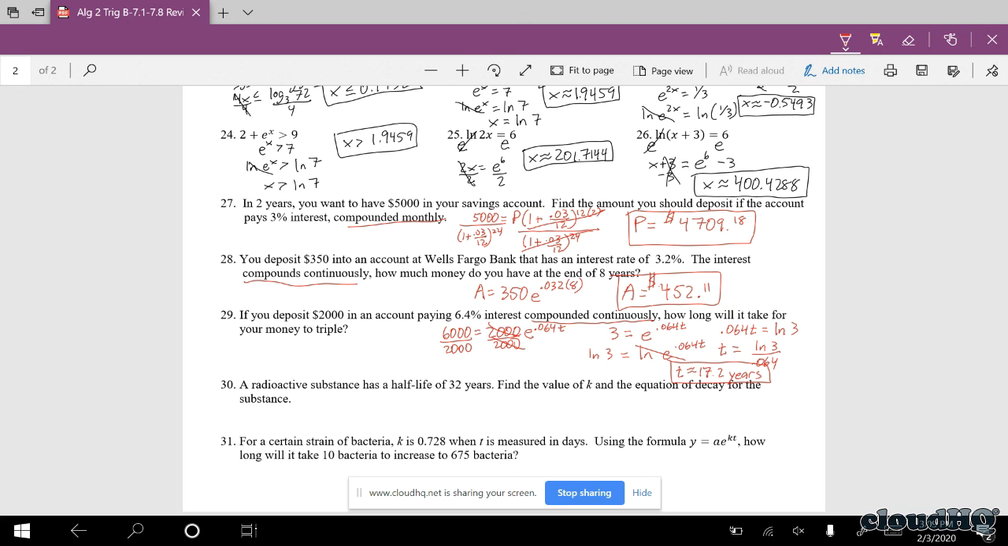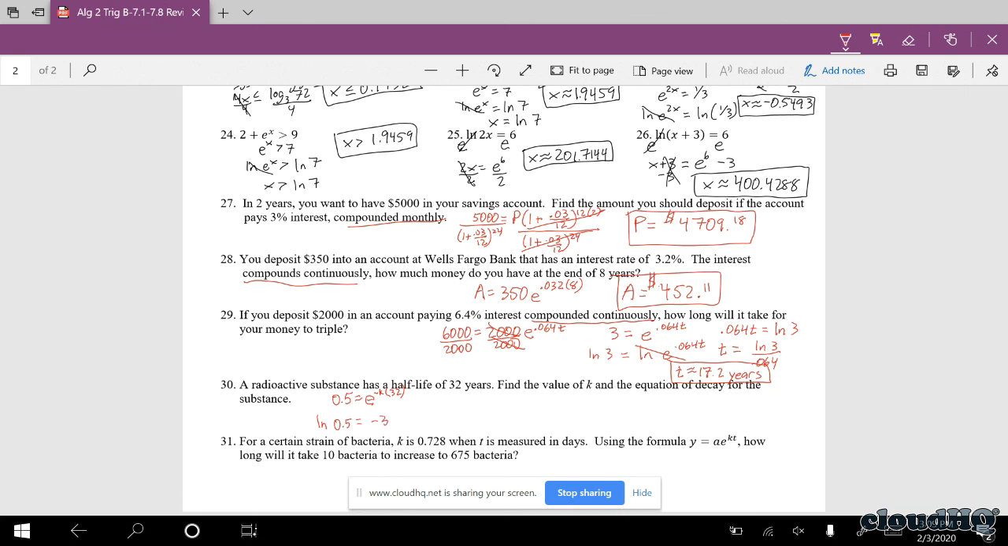Okay, number 30, we're talking about a half-life of 32 years. So we want to end up with half of what we started with. It's continuous, so e. We don't know what K is, just decaying, so it's negative K times T, but we know it took 32 years for it to become half. So we start with this equation. We're going to ln both sides. We run any half-life problem, it ends up looking like this.